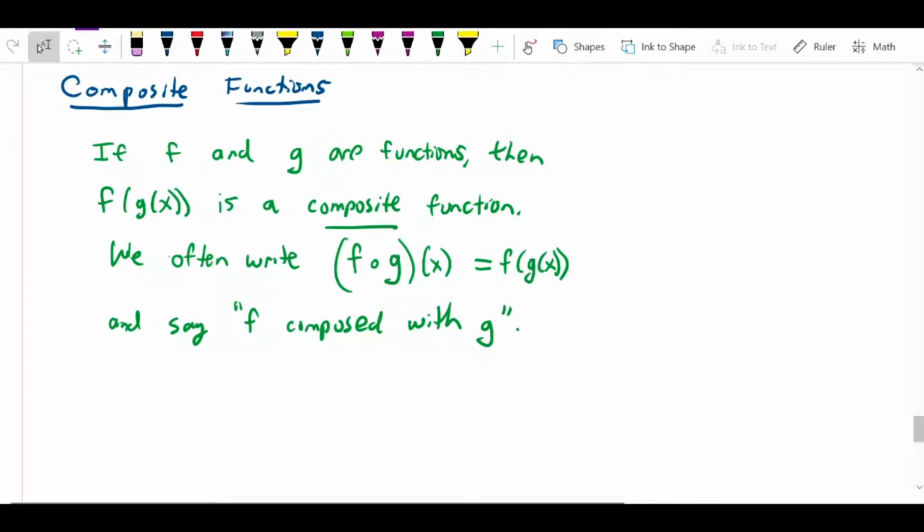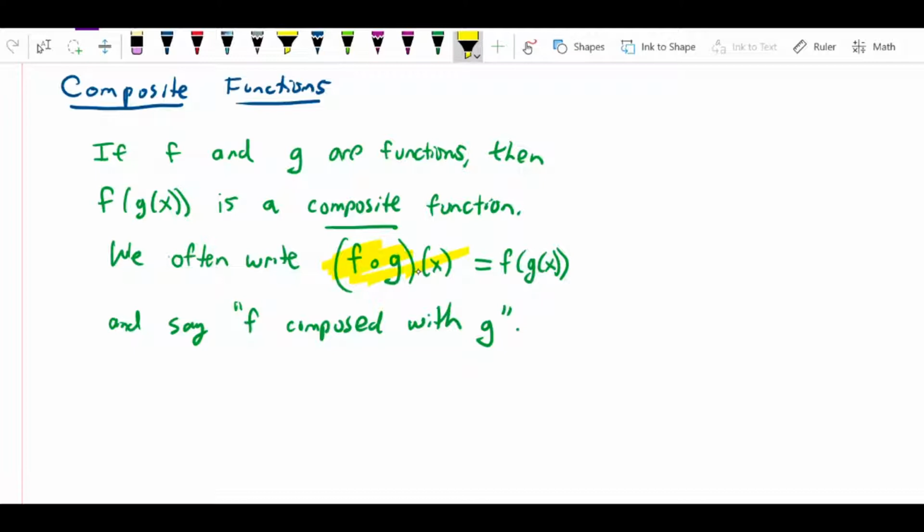We turn next to composite functions. This is just a definition. We say that if f and g are functions, then f of g of x is a composite function, and we often use this notation here to denote that. I know it looks like the word fog, but what I'm writing is a little circle. So f with a little circle after it, and g of x just means the same thing as f of g of x, and we say that the function is f composed with g.